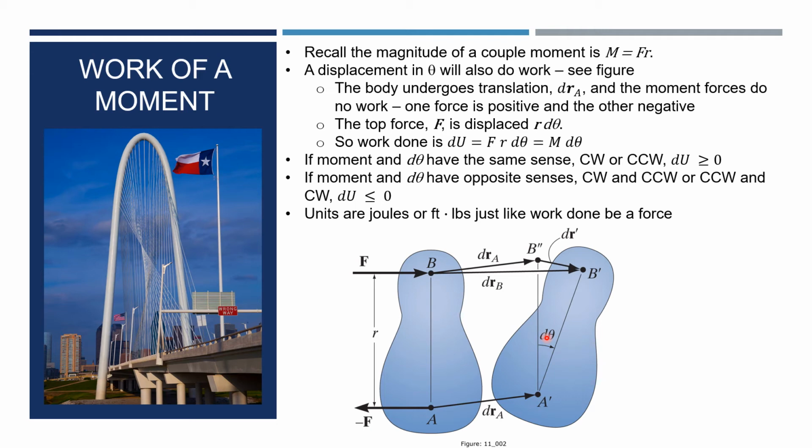If they're both in the same sense, that is, they're both clockwise or they're both counterclockwise, the work is positive. If they have opposite senses, one is clockwise and the other is counterclockwise, that is, if moment is clockwise and d theta is counterclockwise, or moment is counterclockwise and d theta is clockwise, then the work is going to be negative, less than zero, excuse me. Units are just like before, joules or foot-pounds. Next slide.